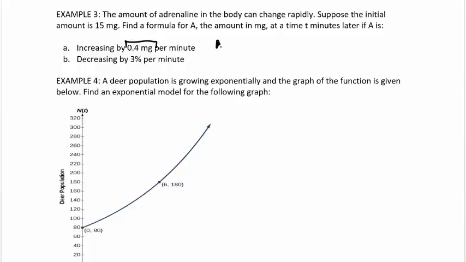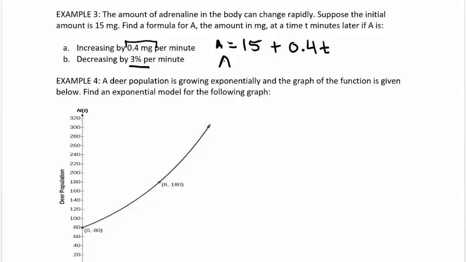So here, our function, we're starting with 15 milligrams, and then we're adding 0.4 milligrams every minute, so times t. So if 10 minutes has gone by, we would have 15 plus 4, we would have 19 milligrams of adrenaline. So the way that this information is reported is as a set amount, and that's what tells me that I should set this up as a linear function. For part B, I can see that we're talking about changing by a percentage, right? And so when you see the percentage, that's what should tell you that we're talking about an exponential function.